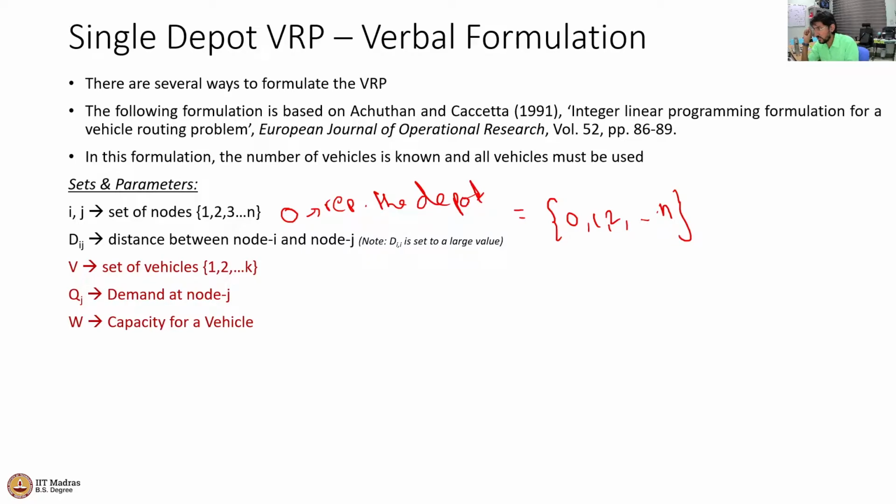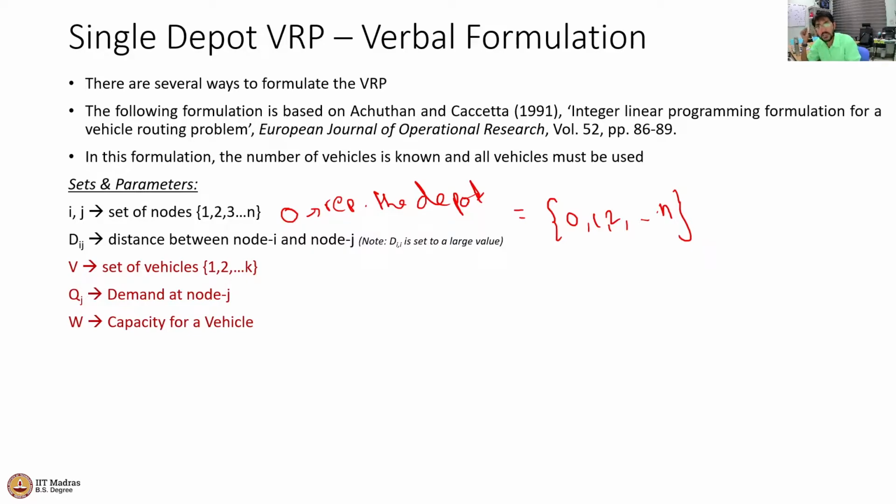And for this, dij is the distance between node i and node j, right? And like I said before, dii would be set to a very, very high number so that we avoid assignment of a vehicle to the same location. x11 would be 0, right? Apart from these two, the remaining 3 sets or parameters that are defined to you are specific for the VRP. They will not be present in your TSP.